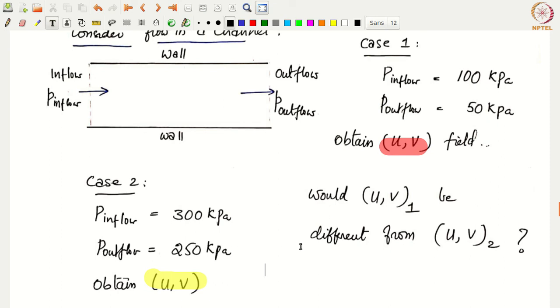But still the velocity field that you calculate using the solution, or in an experiment, would be the same, right? The uv that you get from both systems would be the same, because it's only the pressure gradient that matters. You have 50 kilopascals from inlet to outlet over a certain length L, and the same pressure loss here as well, and that is what matters. So only the pressure gradient matters. As a result, the absolute value of the pressure at the inlet or outlet doesn't matter.